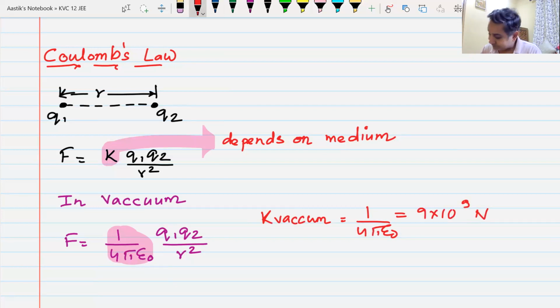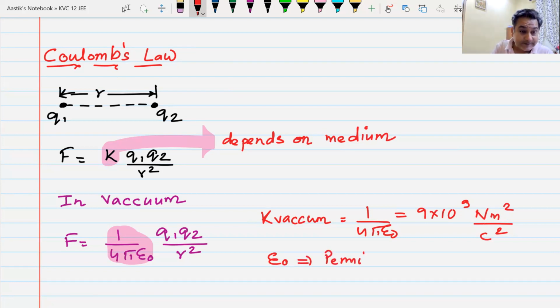What is the unit? Meter square per Coulomb square. This constant K is sometimes known as Coulomb's constant. We can also call it the Coulomb's constant. This epsilon naught is known as what? This is known as permittivity of vacuum or free space.